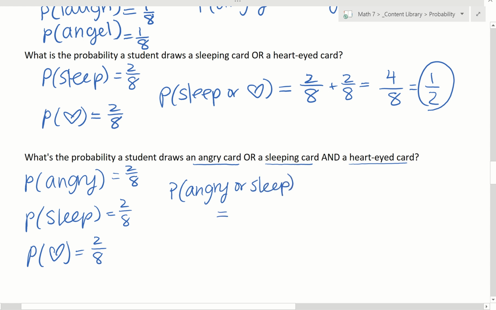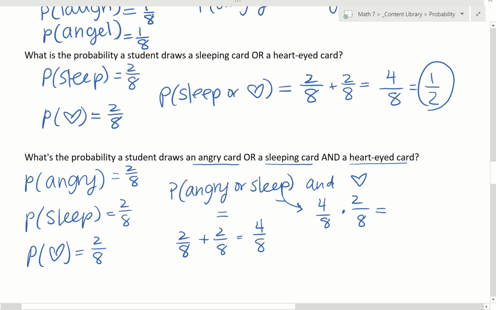So the angry was 2/8. It's or, so I'm going to add. And sleeping is 2/8. So I'm going to get 4/8. Now I have to do and a heart-eyed card. So and a heart-eyed card would be 4/8. That's the probability of angry or sleep, right? And then and means we're going to multiply it by the probability of a heart-eyed card, which is 2/8.